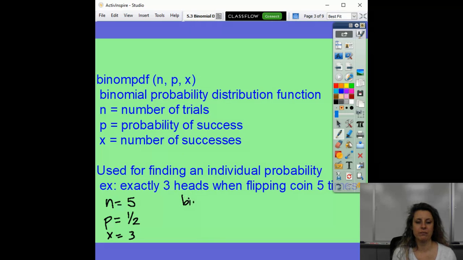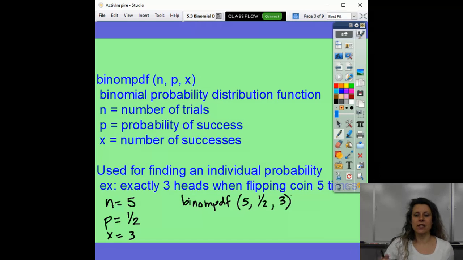So Binome Pdf of n, which is 5, p, which is 1/2 or 0.5. You can enter those as fractions or decimals. And then x. Okay, let's go ahead to the calculator.